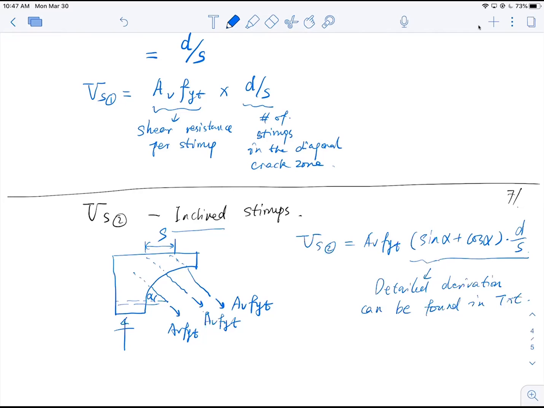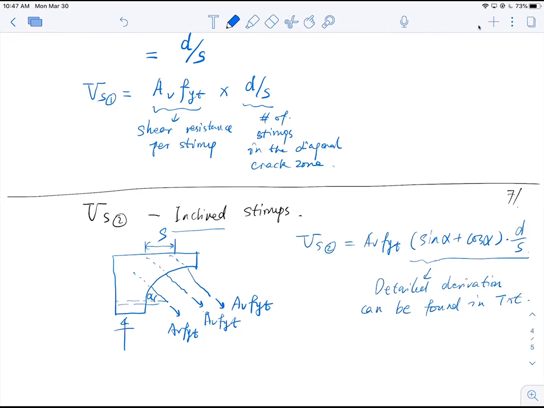Vs2 is inclined stirrups. And once again, we mainly use the vertical one, and that is Av fyt d over s. Okay, all right. So now we are covered. Right? We're covered. Okay.